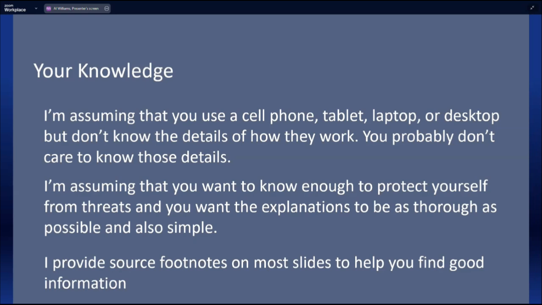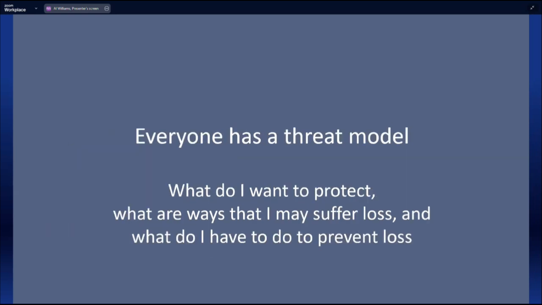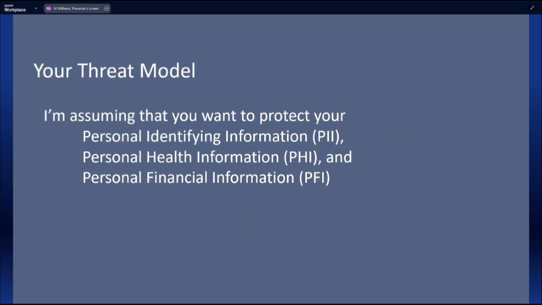And I'm going to provide source footnotes on most slides to help you find what I consider to be very good information. So we start out with a statement, and I've said this before in previous presentations, but I'm assuming that there are people here who have never heard one of my presentations. Everyone has a threat model. And that threat model says to them, what do I want to protect? What are ways that I may suffer loss? And what do I have to do to prevent loss? I'm assuming that in your threat model, you want to protect your personal identifying information, your personal health information, and your personal financial information.